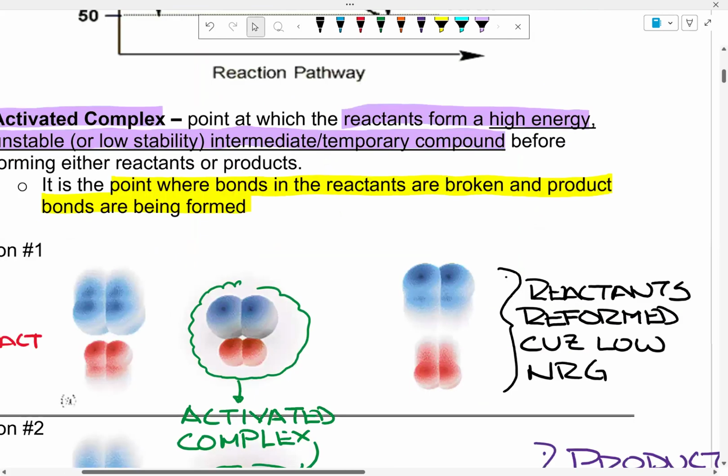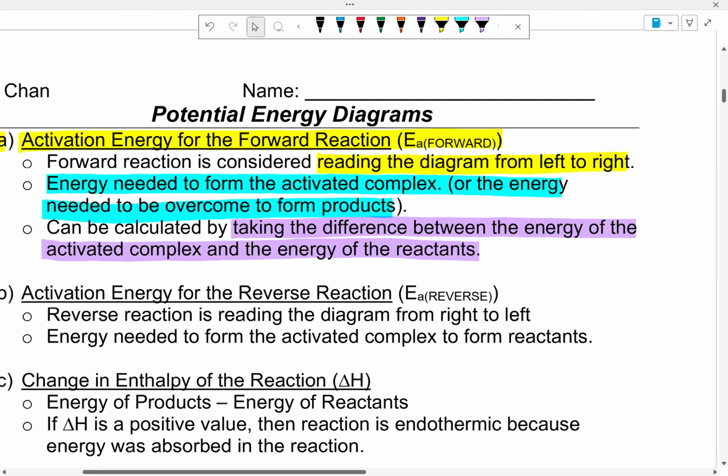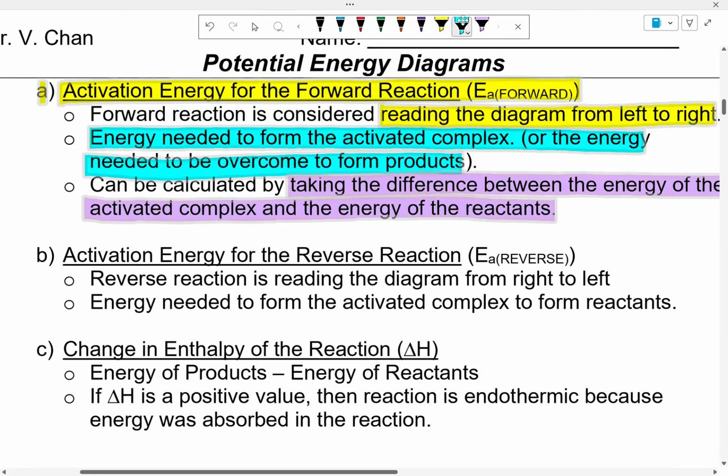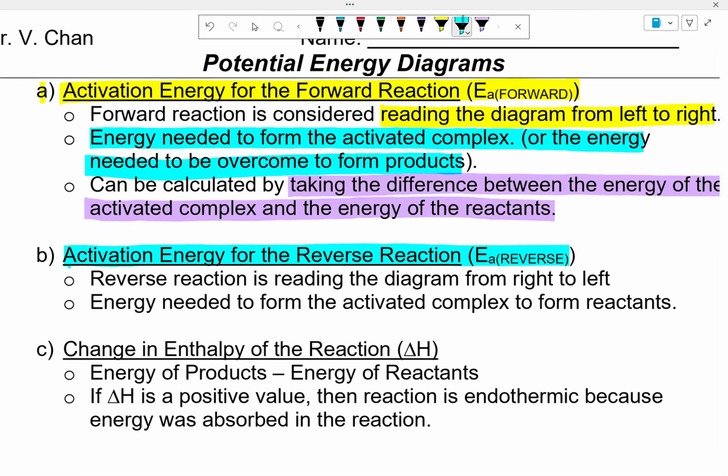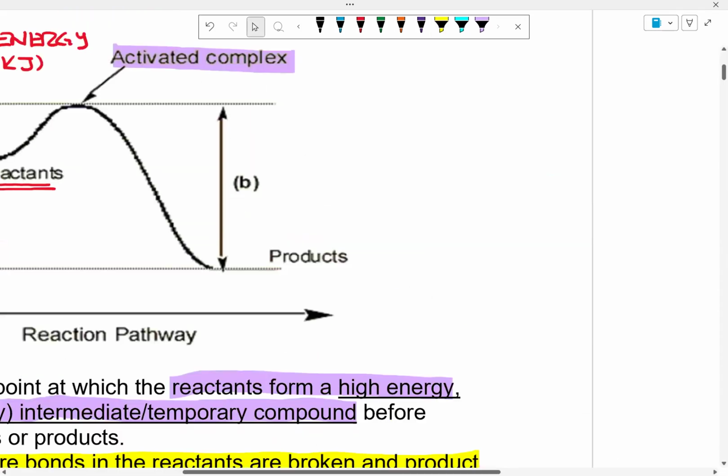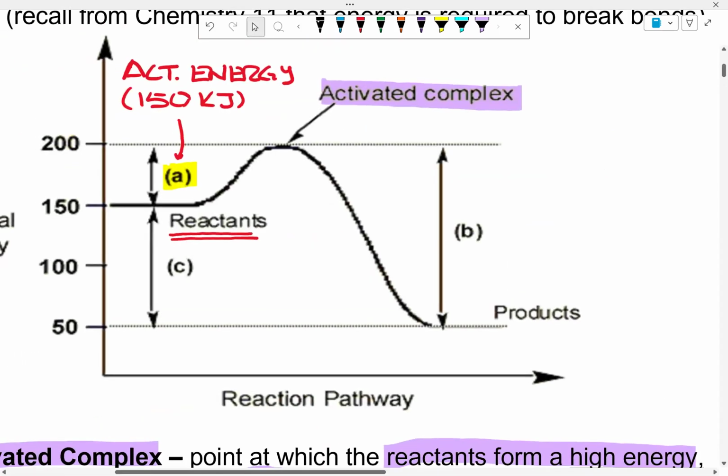Okay, now if we were to take a look, B is the activation energy of the reverse reaction, or Ea reverse. Again, when we're talking about the reverse reaction, we read the diagram from right to left, and it is the energy needed to form the activated complex to form the reactants. So in this case, if we read it from right to left, what I have is the products, and the activation energy for the reverse. So the activation energy for the reverse, I'm just going to make this a little bit smaller.